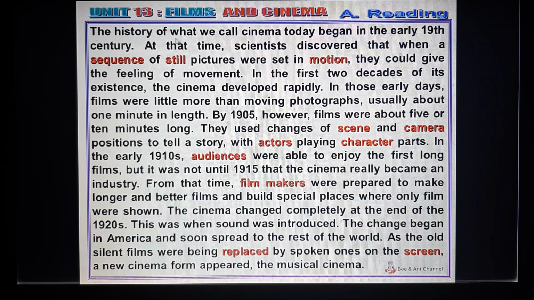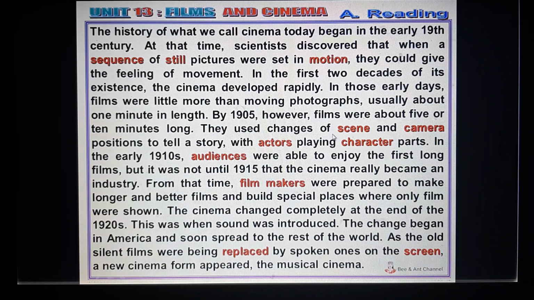The history of what we call cinema today began in the early 19th century. At that time, scientists discovered that when a sequence of still pictures were set in motion, they could give the feeling of movement. In the first 2 decades of its existence, the cinema developed rapidly. In those early days, films were little more than moving photographs, usually about 1 minute in length. By 1905, however, films were about 5 or 10 minutes long.